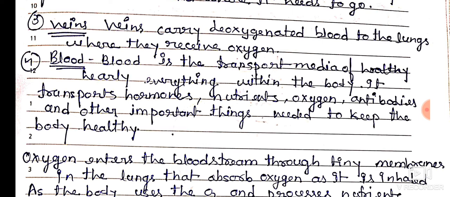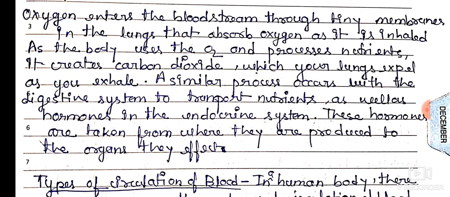Fourth one is blood. Blood is the transport media of nearly everything within the body. It transports hormones, nutrients, oxygen, antibodies, and other important things needed to keep the body healthy. Oxygen enters the bloodstream through tiny membranes in the lung that absorb oxygen as it is inhaled. As the body uses the oxygen and processes nutrients, it creates carbon dioxide which your lungs expel as you exhale.